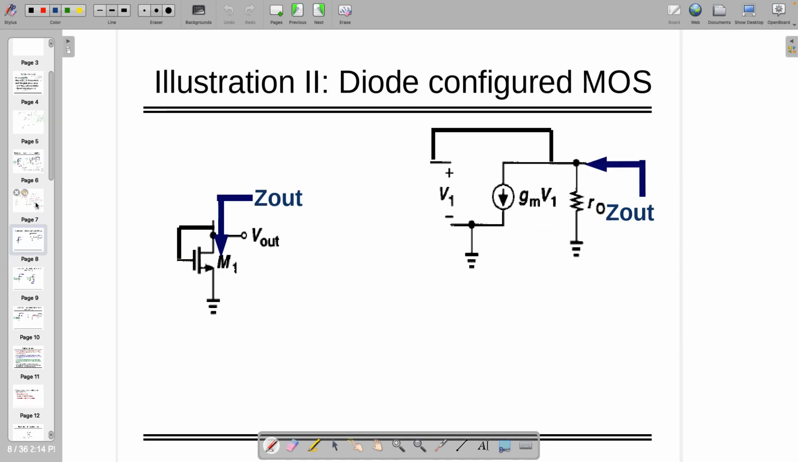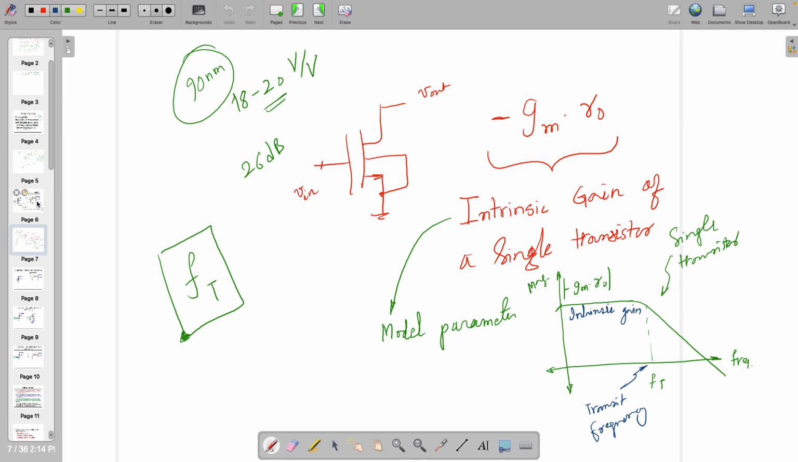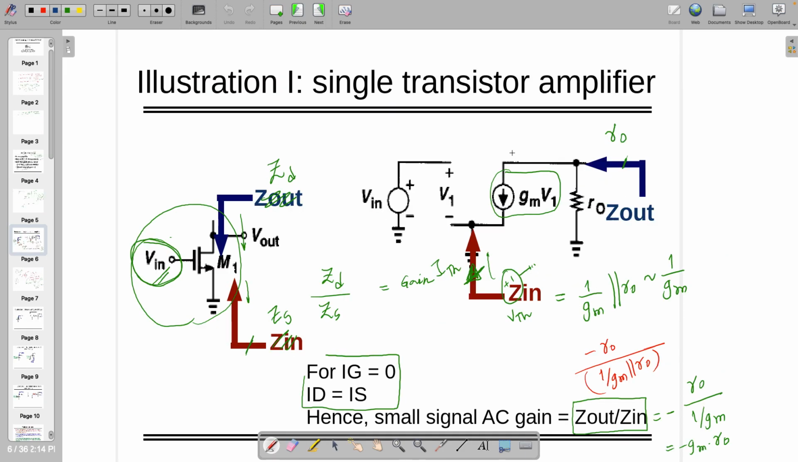Okay. Everybody should be able to see this whenever this transistor is there. Can you replace this in your mind? Are you able to see, right? Input side there is infinite, output side gm Vgs in shunt with ro, right? You have to see this.